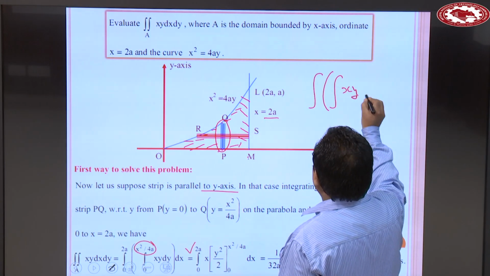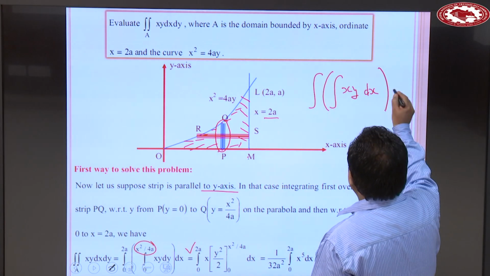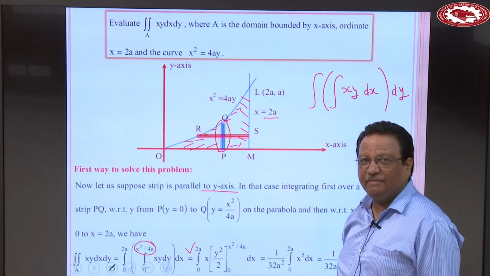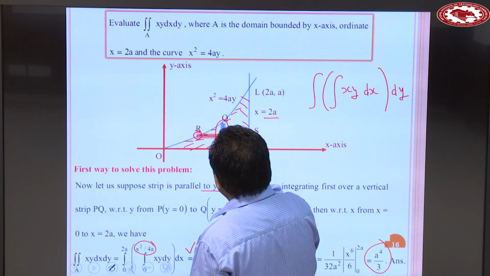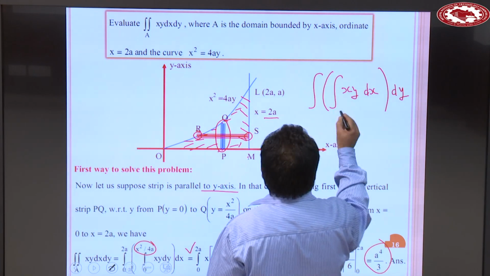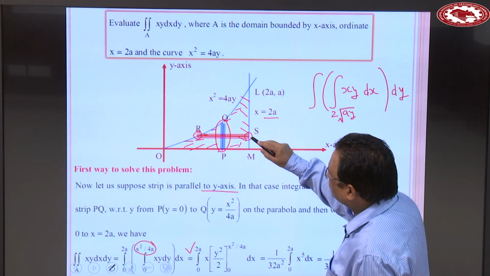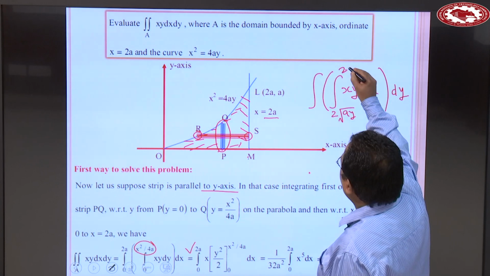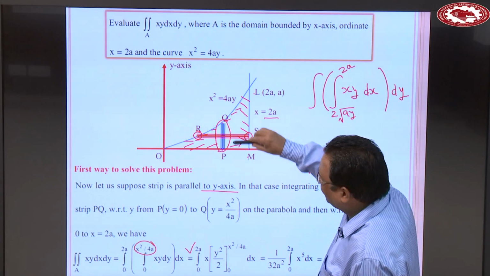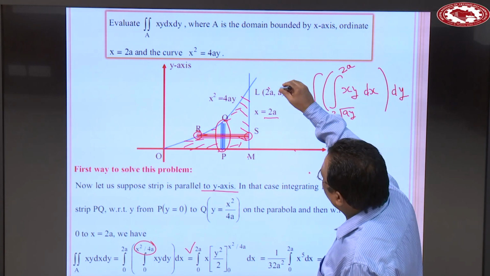x y with strip parallel to x axis, so with respect to x first and then with respect to y. If we consider this red strip, now from R to S, from x1 to x2, x1 is under root 2ay. Clear? And here x2 is 2a. Now this strip slides from y1 to y2, right? y1 is 0 and y2 is a.